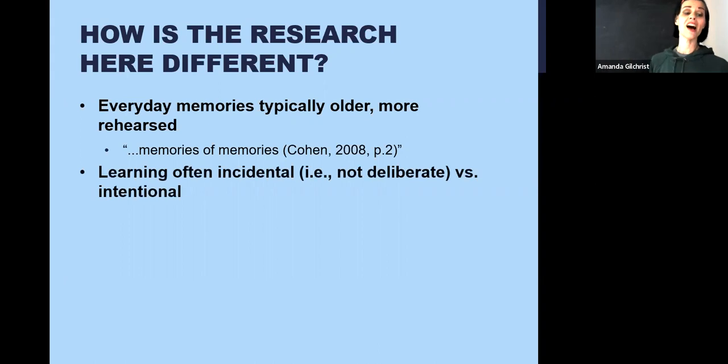So interestingly enough, learning here is often incidental. Another word for incidental is not deliberate. It is not intentional learning. So oftentimes for long-term memory or short-term memory studies, the learning is intentional. We are telling people, hey, learn this list of words. You're going to need it for later.